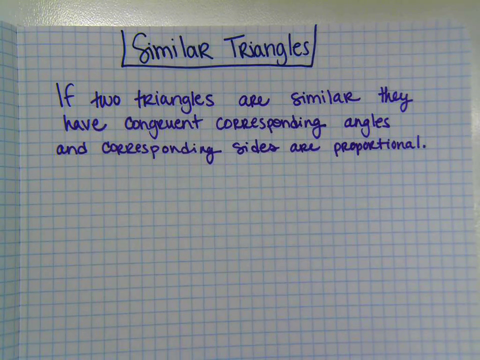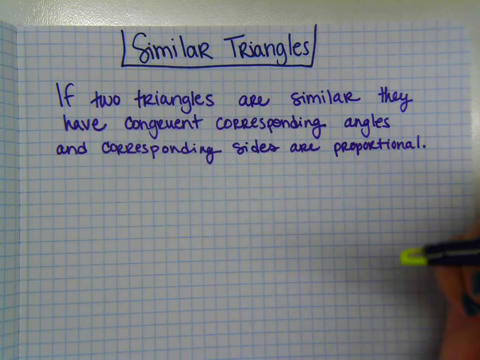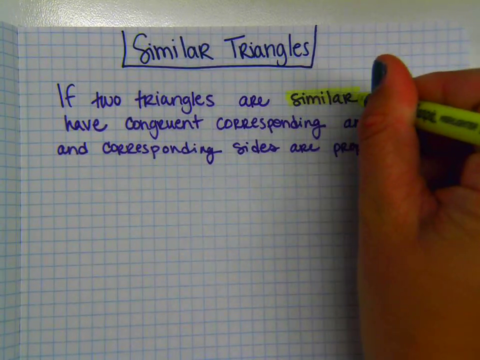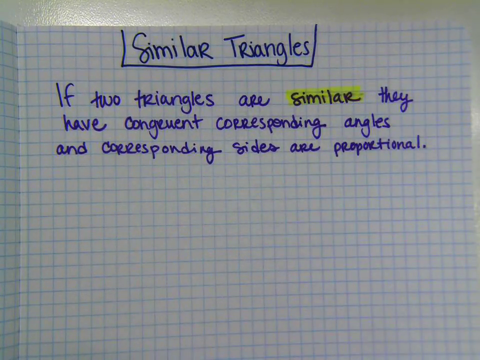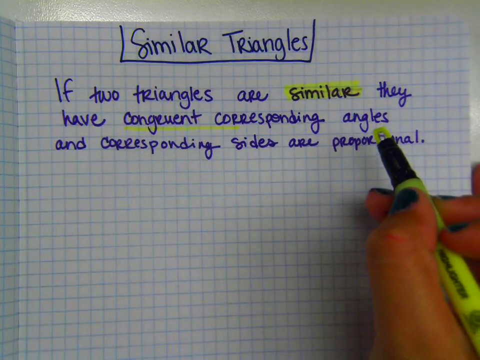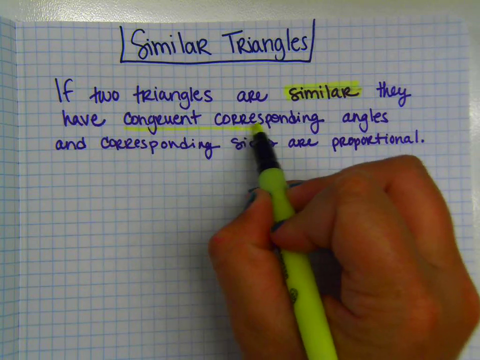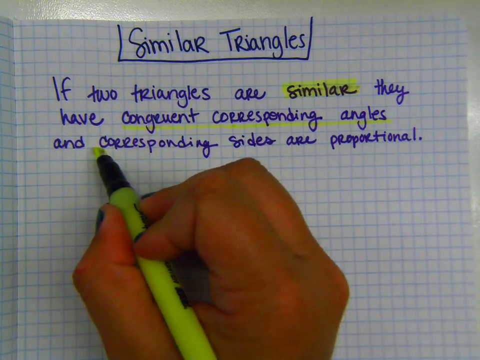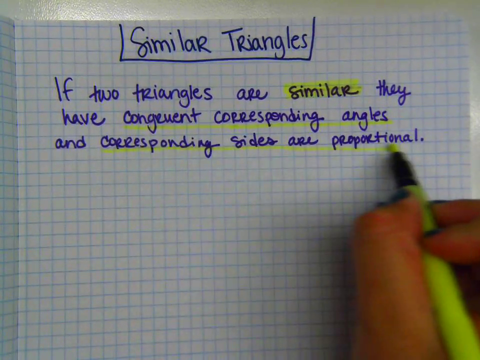Now there's a few words I want to highlight in this. The word similar, because that's what we're learning about. So similar. And then we have congruent corresponding angles. So in similar triangles, the corresponding angles are going to be congruent. And then corresponding sides are proportional.